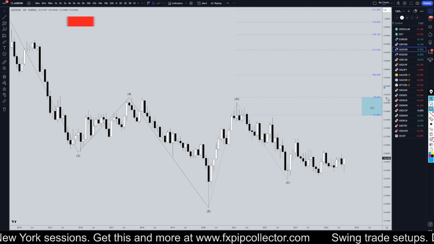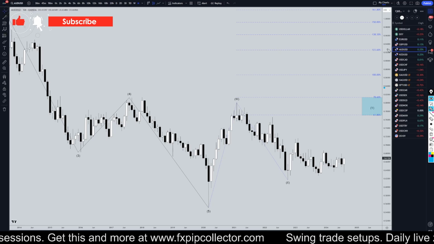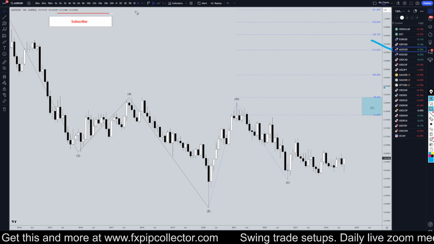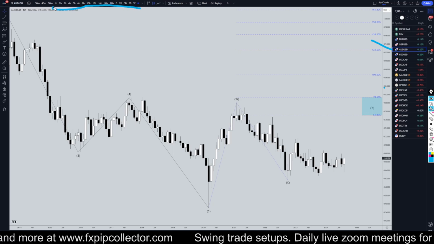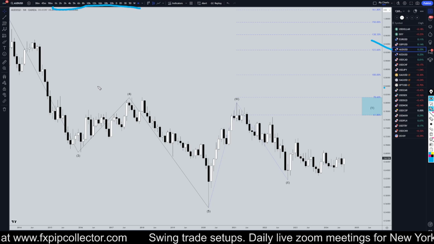Today is Monday, August 19th, and I'm going to be analyzing the Aussie US dollar, starting on the monthly, working my way all the way down to the 1 hour time frame for the full top-down analysis.